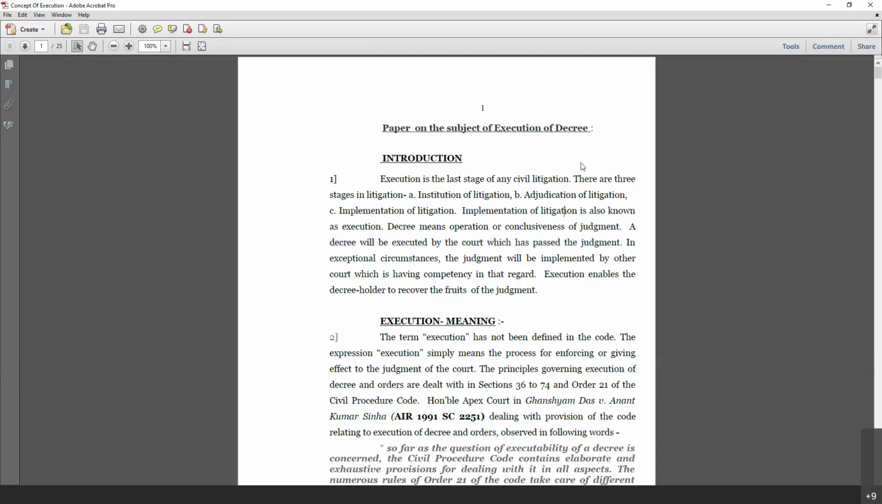Now, in exceptional circumstances, say there is an obliteration of that particular court because of, say, certain revamp in the judicial structure, or the particular judge who has passed it is unavailable, etc., then in those circumstances, the implementation can be done by another court which has competency to do the same, possibly in terms of pecuniary jurisdiction, subject matter, etc.